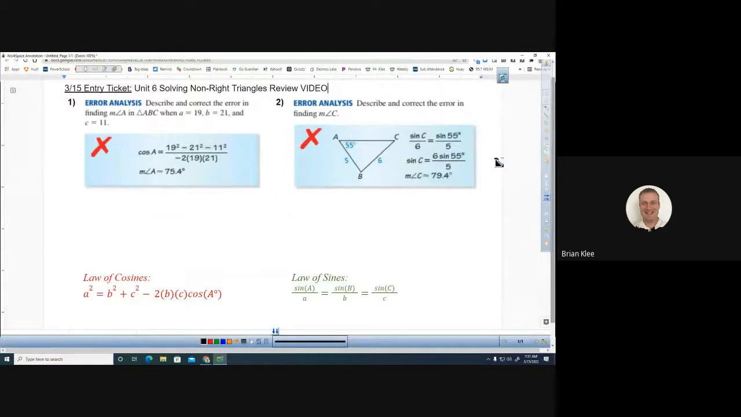Okay, in this video, we're going to quickly look at some common mistakes when using the law of cosines and the law of sines. First off, we're told to describe and correct the error in finding the measurement of angle A in triangle ABC when side length A is 19, side length B is 21, and side length C is 11.